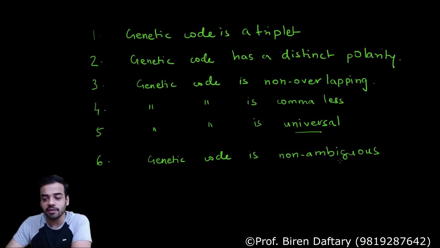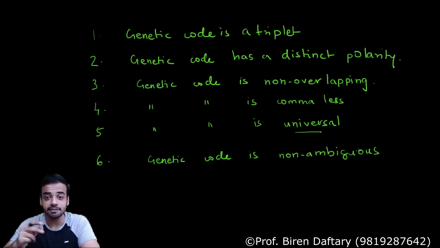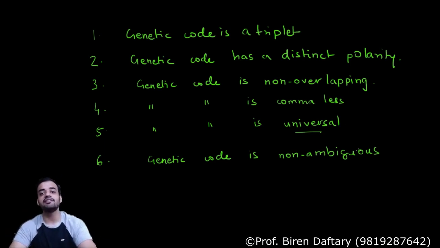Now what is the meaning of ambiguous? Ambiguous is something which means confusion. For example, suppose a student asks a question and there is no proper answer to that question, or suppose there is an MCQ asked in the exam and it has two options which are correct, so that means that question is ambiguous, that there is a confusion on what is the answer. So ambiguous is something which is confusing, there is no clear solution to it. Now what does this point say? This point says that genetic code is non-ambiguous, that means it is non-confusing.